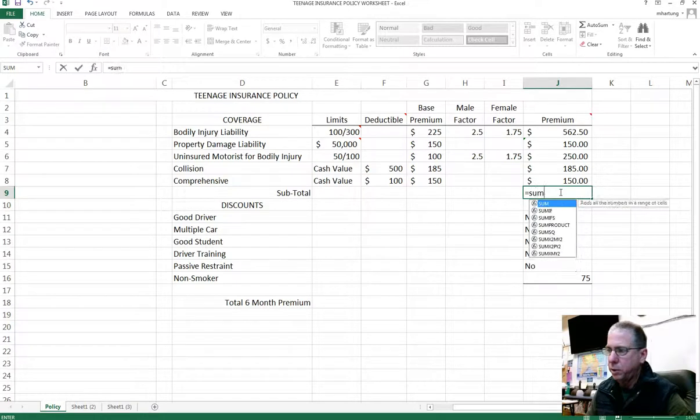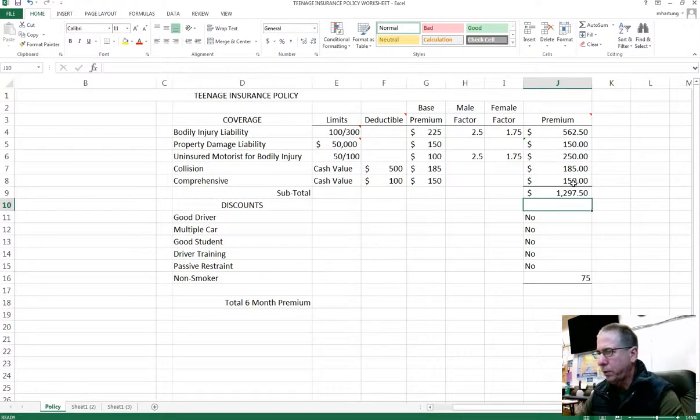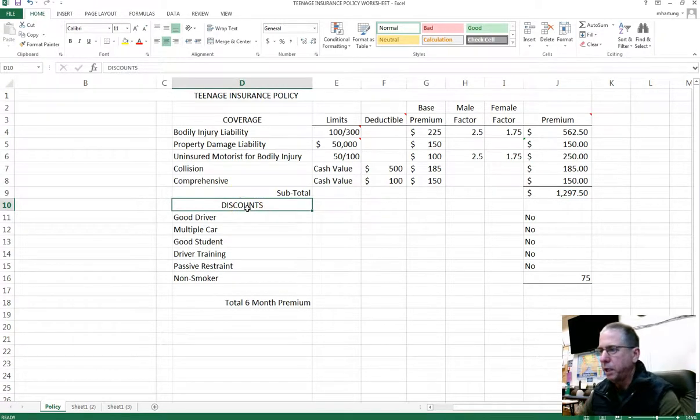Equals sum. And we'll select all those values and close it in another parenthesis. And there's our subtotal for our premium for insurance. And so make sure you have those done. And then next we'll move on to discounts.